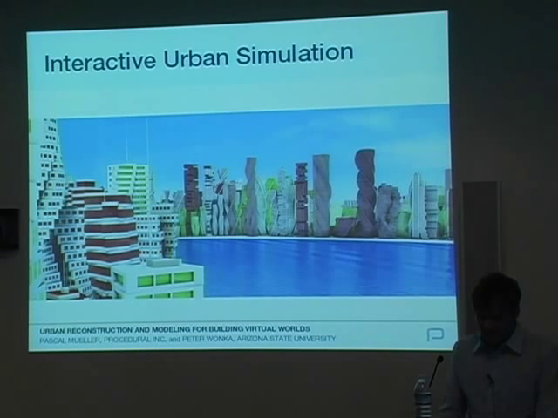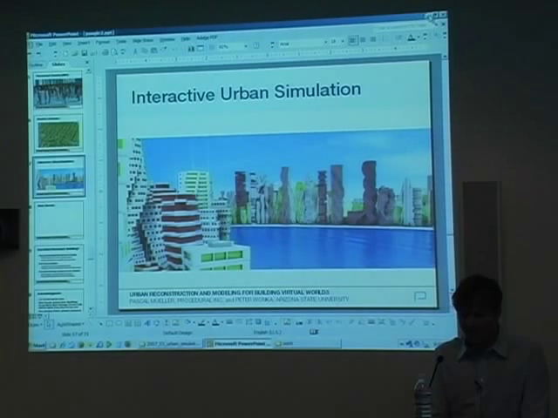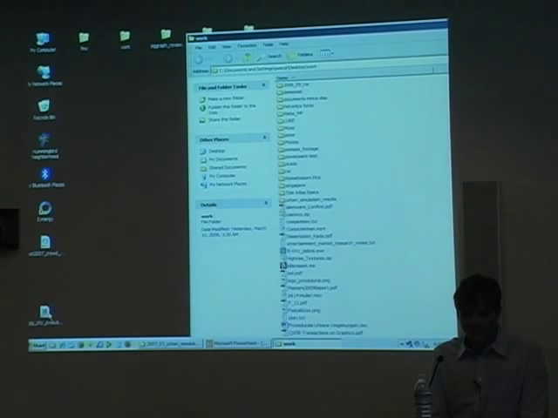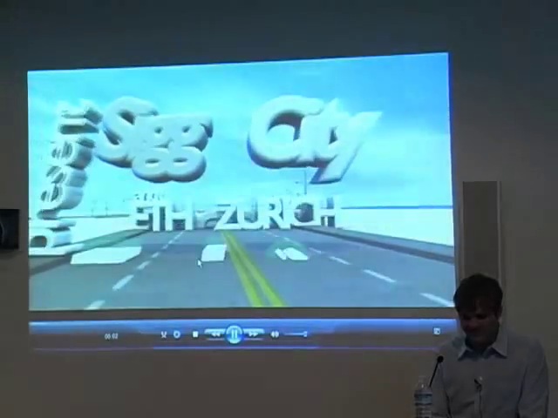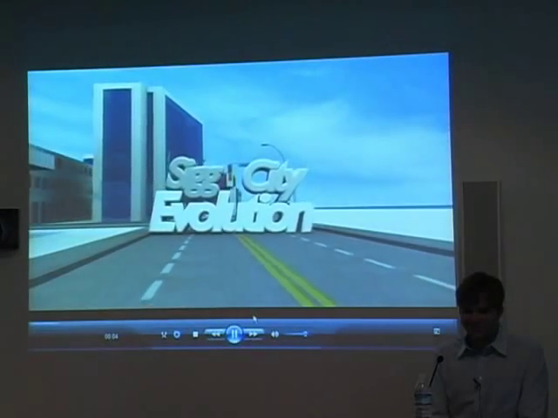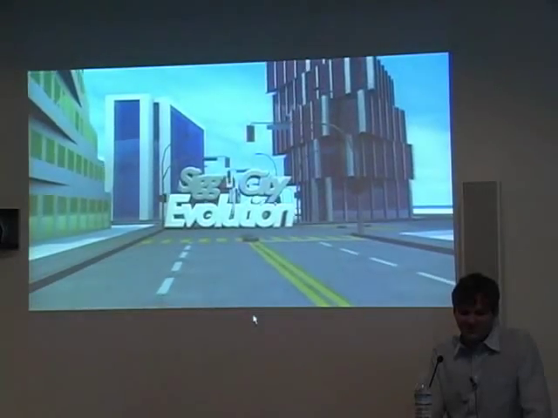Another thing which we are currently working on is interactive urban simulation. It means we want to simulate the growth of cities as a real urban simulation, but interactive. And there you can also play around with different parameters. So you can create your own cities which pop up. One of my students did that with this urban simulation system.